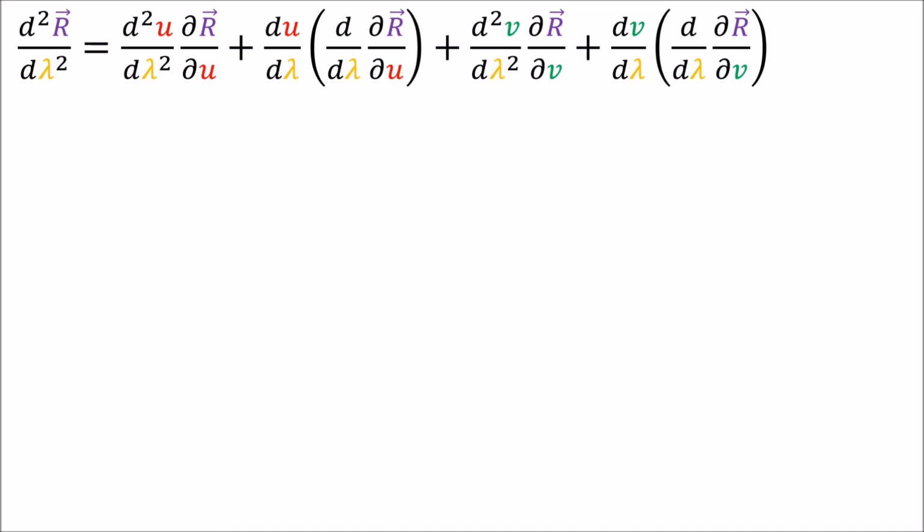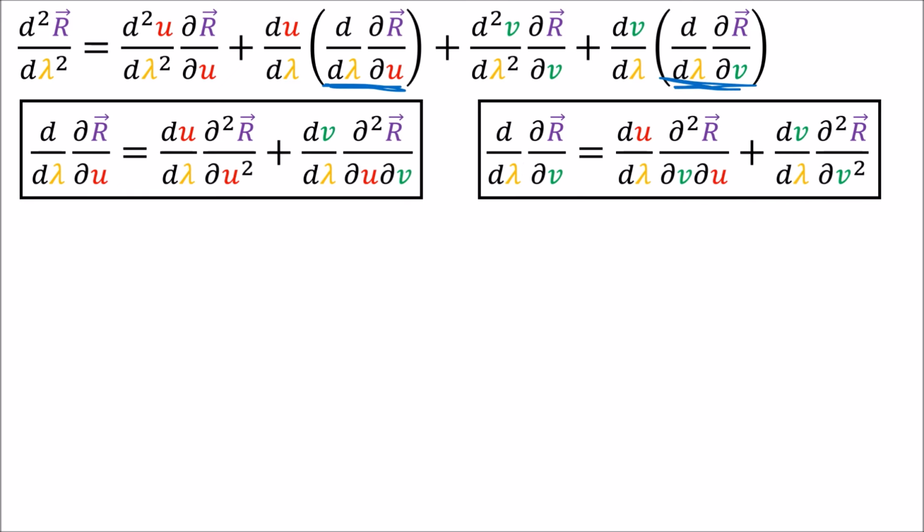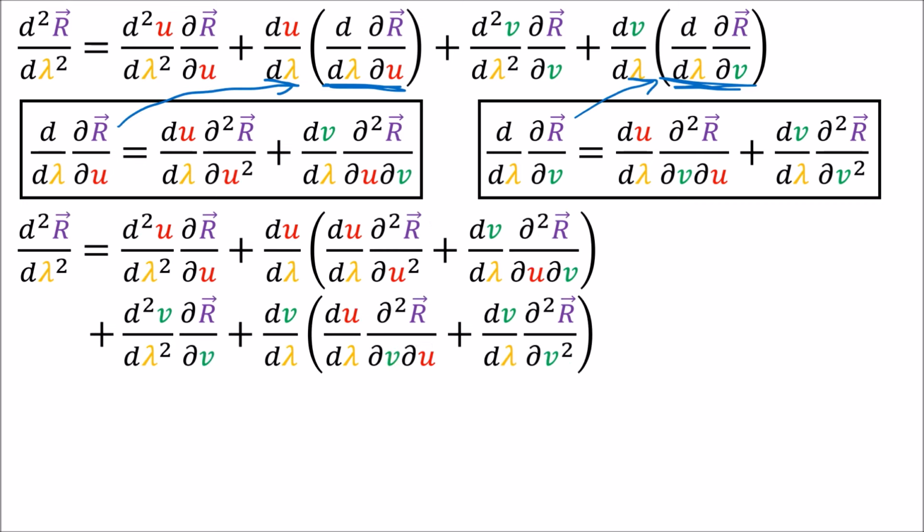So originally we had this expression for the acceleration vector, and on the previous slide we derived expressions for this derivative and this derivative, which are here and here. So we're just going to sub in these expressions, and we end up with this big expression here.